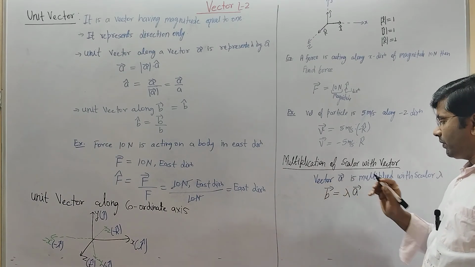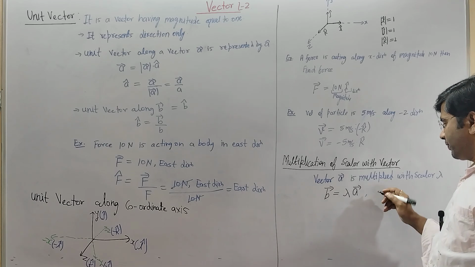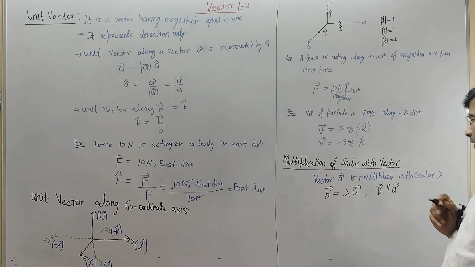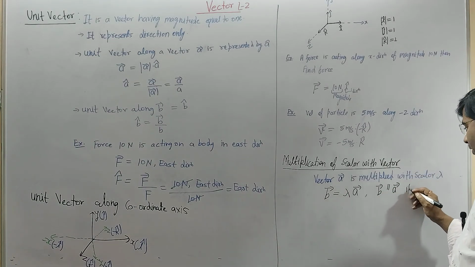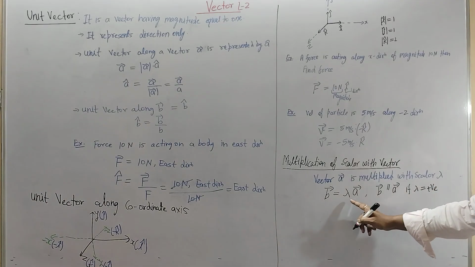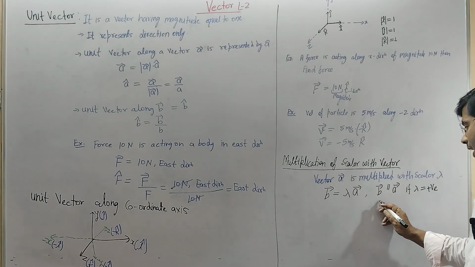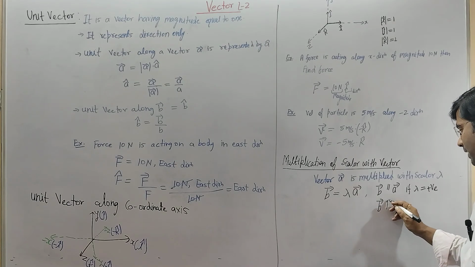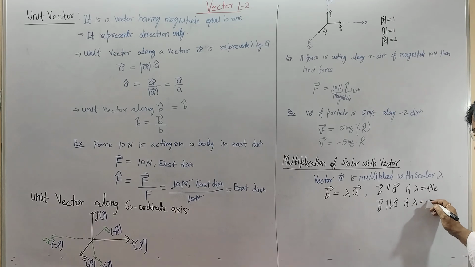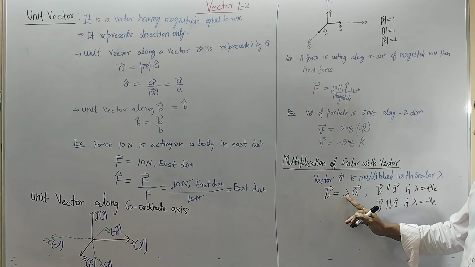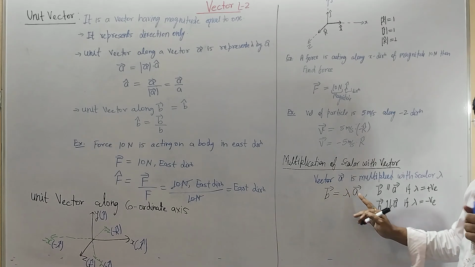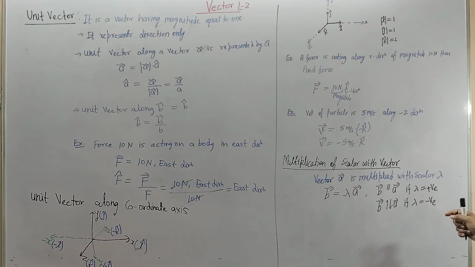So I'm saying that this is vector b. So one thing is very clear, b will be always parallel to vector a. This is very clear. Okay, if lambda is positive, b will be parallel, and b will be anti-parallel if lambda will be negative. Okay, so if this value is positive, both vectors will be parallel. If this is negative, then both vectors will be anti-parallel. Clear? So this is how.